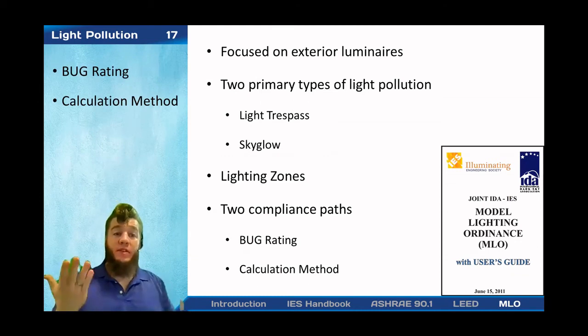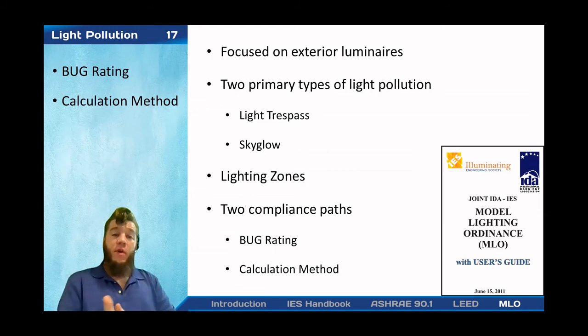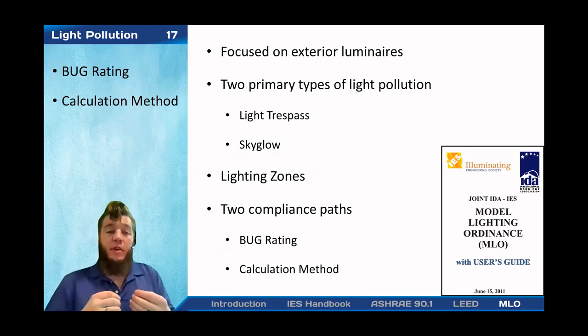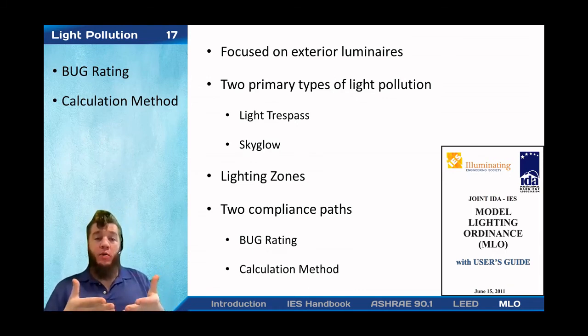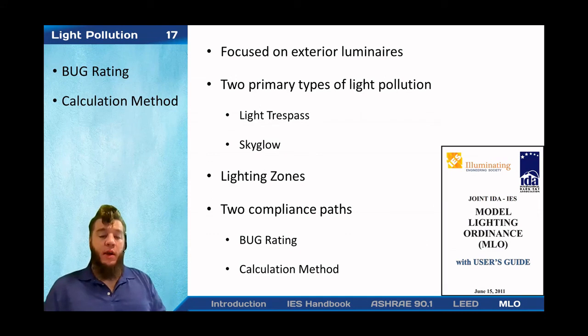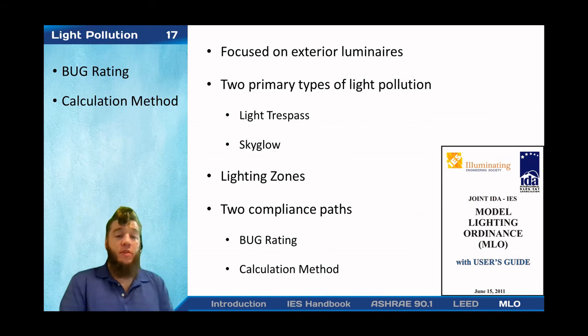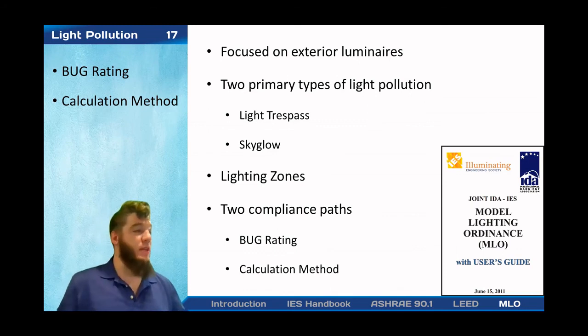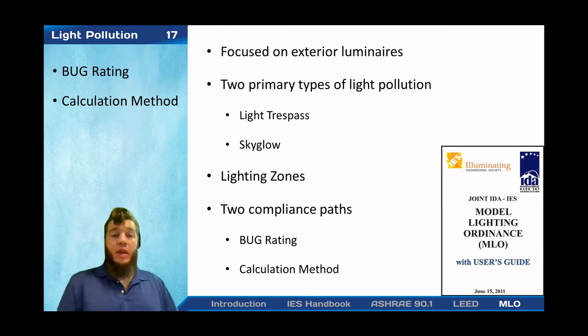Okay, so let's talk about light pollution. And so that sustainable sites credit for light pollution reduction is directly referencing the model lighting ordinance, which is a code, or an example code rather, that's provided to help municipalities take steps to reduce light pollution within their cities. So the code is focused on exterior luminaires. Interior luminaires are a lot less relevant to this conversation.